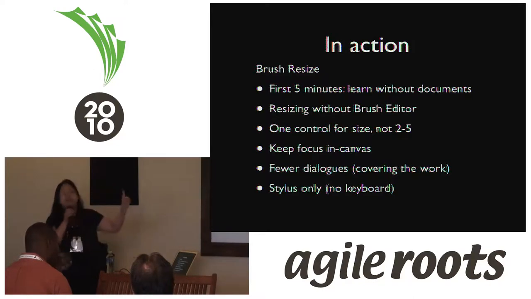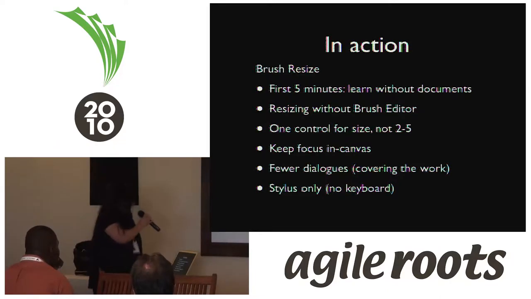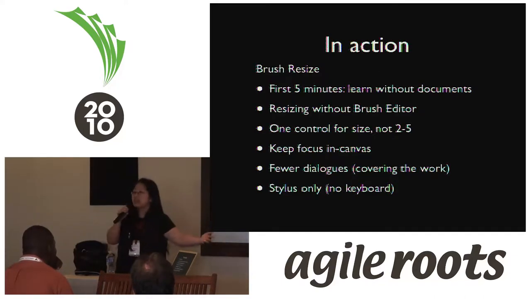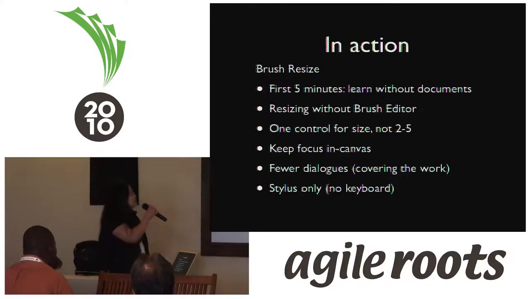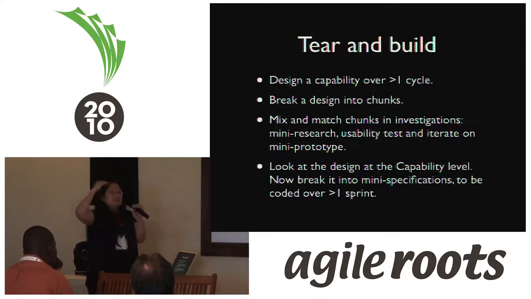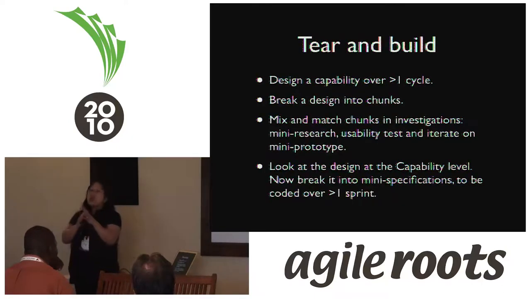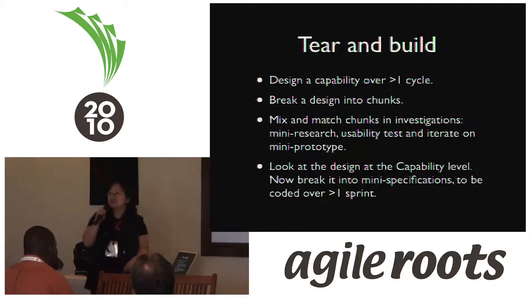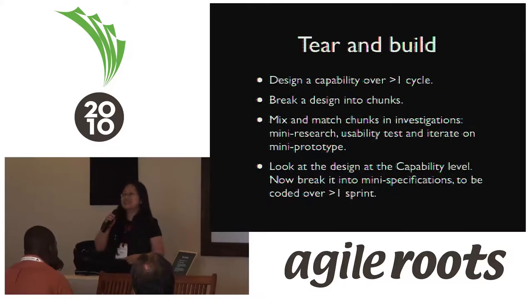We wanted one control to gang together all these things that were happening instead of like 2 or 5 of them. We wanted to allow people to keep the focus in the canvas so that they could maximize their work area. That's going back to the design principles. We wanted fewer dialogues, and of course the whole thing had to work with just a stylus. So this capability can't be done in 2 weeks. End of story. Also, the design research for it cannot be done inside 2 weeks.